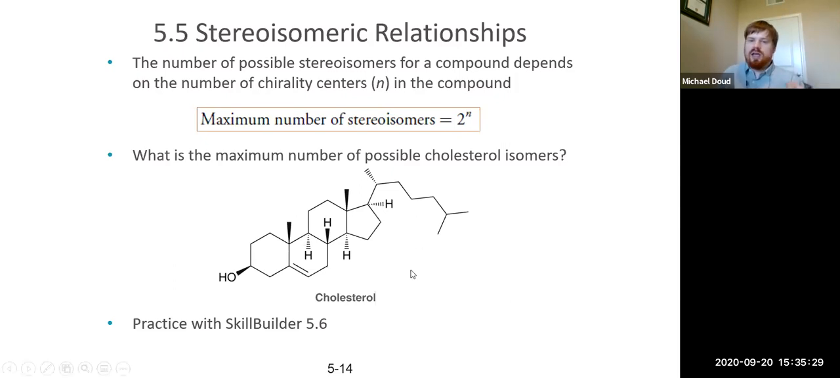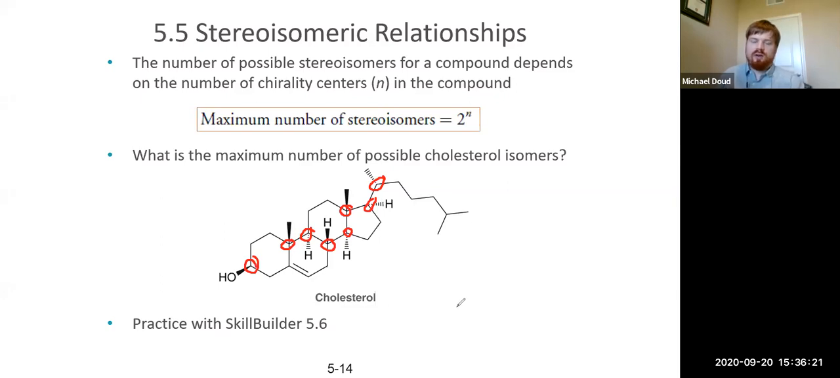So let's go ahead and take a look at an important biomolecule, cholesterol. Looking at cholesterol, how many possible cholesterol isomers are there using this formula? Go ahead, pause the video. When you come back, I'm going to have circled the stereocenters, and then from there, we will go ahead and do the math. So give it a shot.